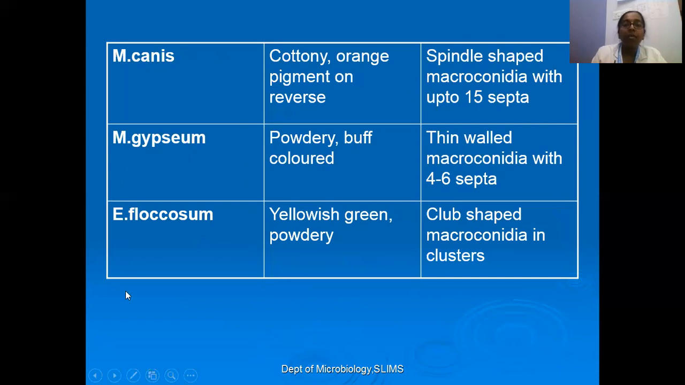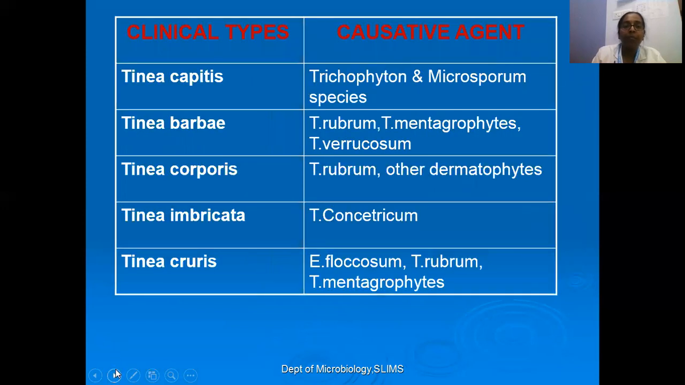So this is Epidermophyton floccosum. You can see the colony morphology is yellowish-green and powdery, and club-shaped macroconidia in clusters are seen in this. So later I'll show the pictures.